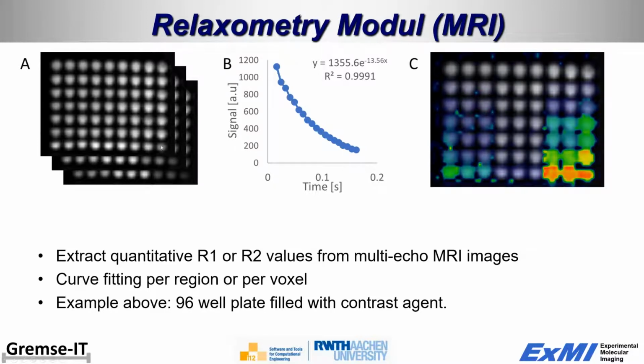And this is a 96 well plate with different contrast agents. And here on the bottom were those that had the strongest R2 value.